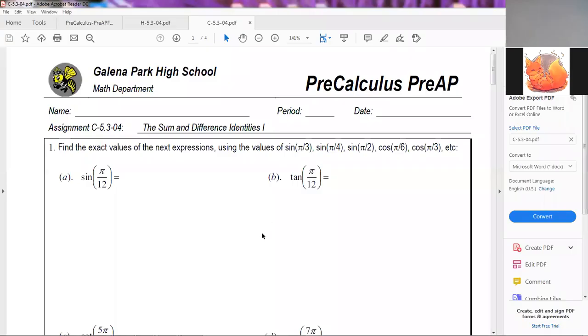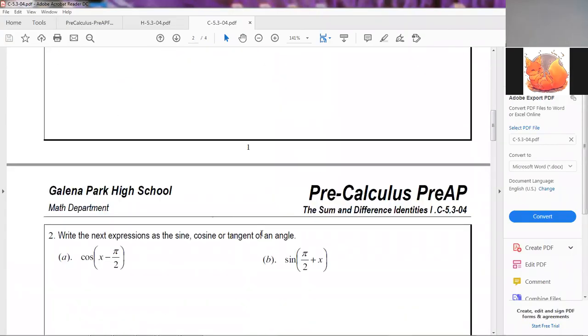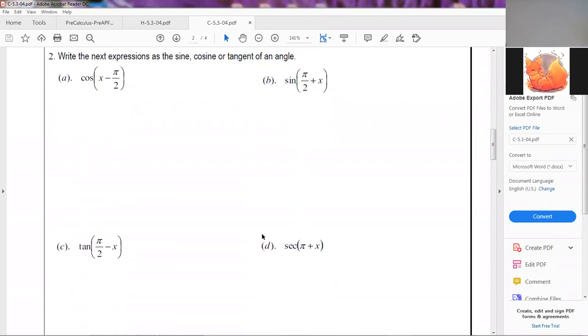Okay, this is the next example I want to work with you. It's on page 2, right? These pretty much are going to be the same thing, correct? So you have cosine, sine, and tangent. And remember the identities you have, right? We have the Pythagorean identity, right?